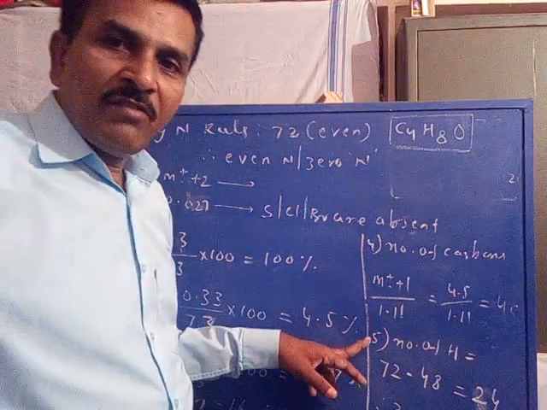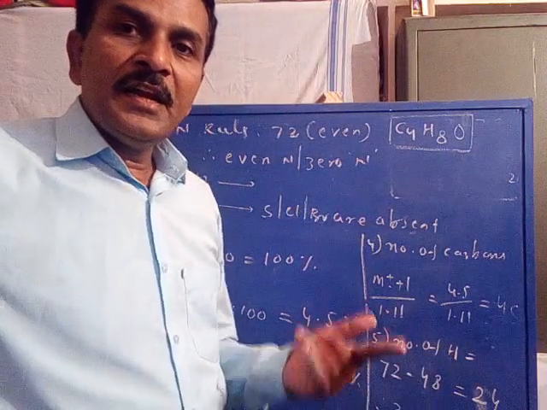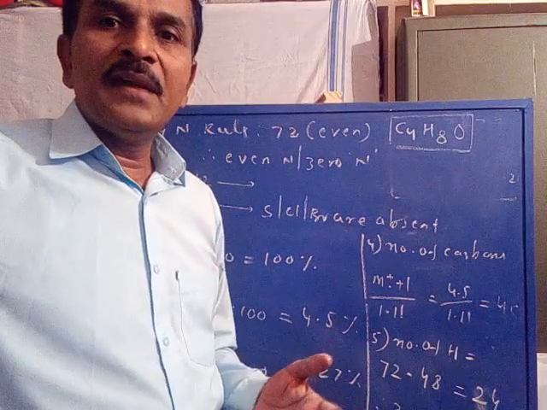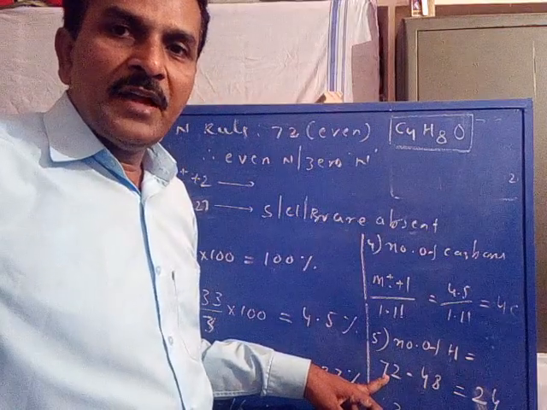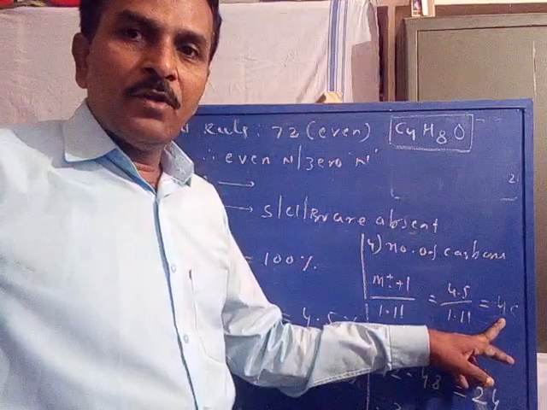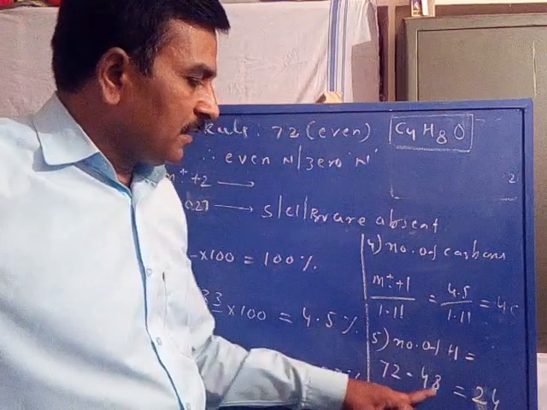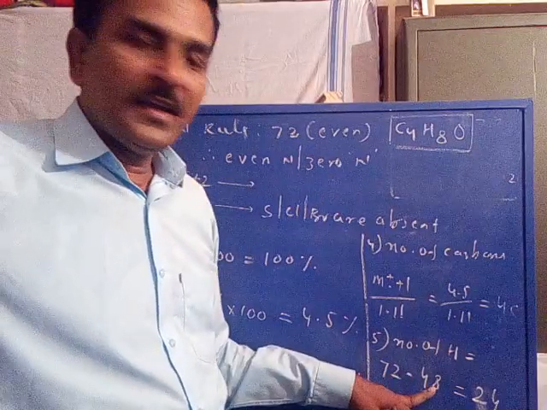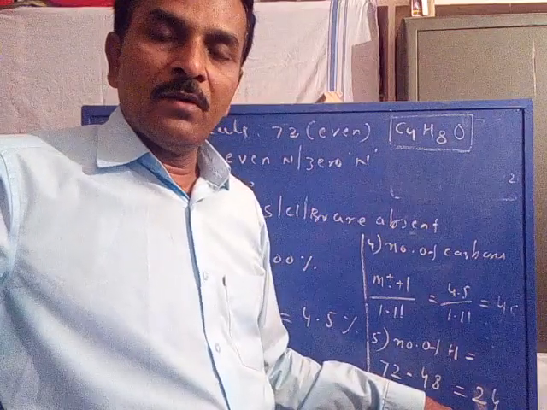Then coming to the number of hydrogens. The number of hydrogens is calculated by subtracting the masses of all the predicted atoms from the m/z value of the molecular ion. In this case, the molecular ion m/z value is 72. Therefore, we have 4 carbons predicted. 4 into 12 mass becomes 48. Now when we subtract the mass of carbon from the m/z value of the molecular ion, 72 minus 48 becomes 24. That is, the leftover mass will be 24.